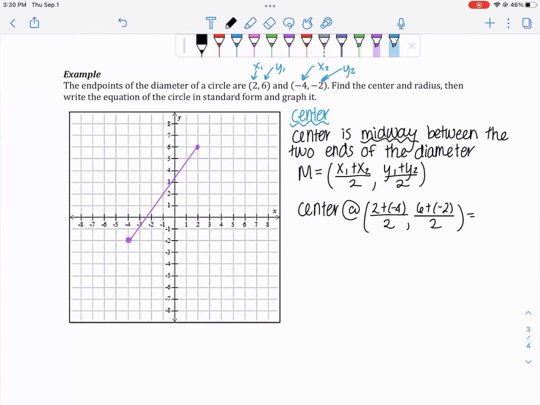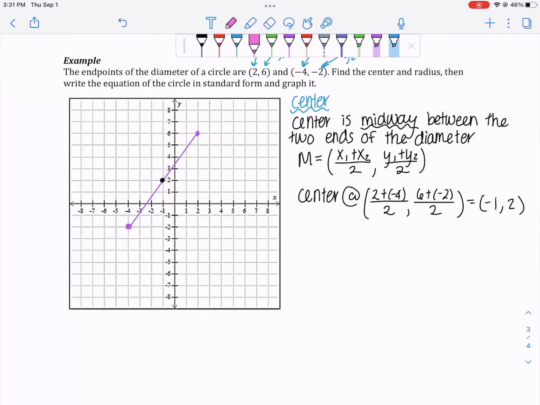2 minus 4 is -2. -2 divided by 2 is -1. 6 minus 2 is 4. 4 divided by 2 is 2. So our center is at (-1, 2). And that's really convenient because that's exactly where it ended up on my graph when I was graphing. So I feel good about that answer.